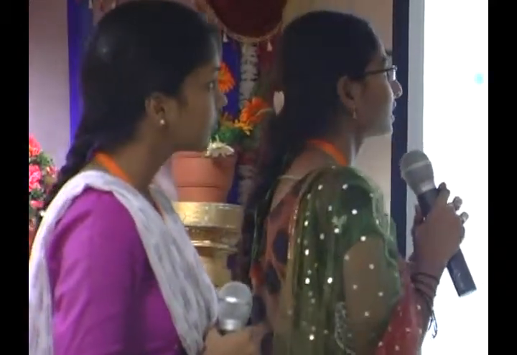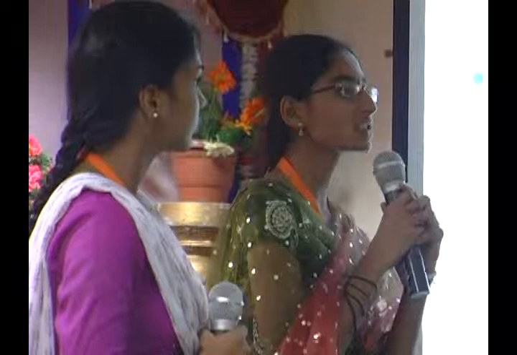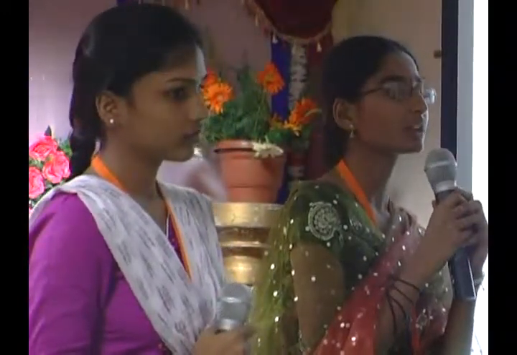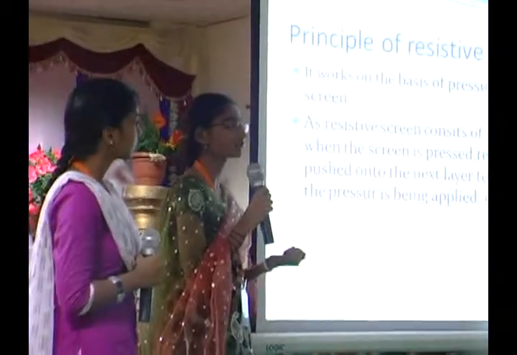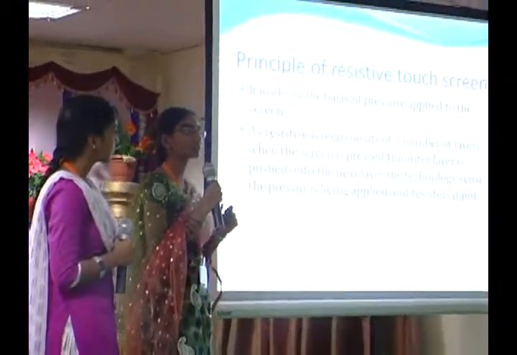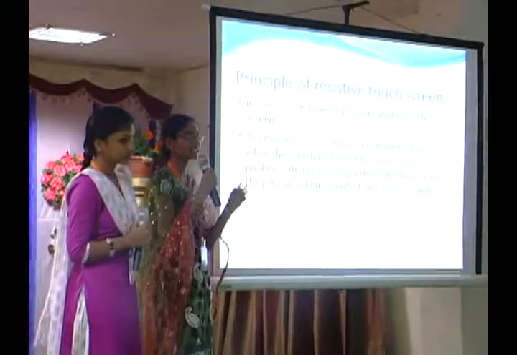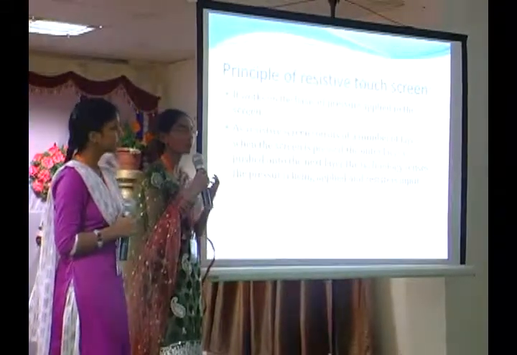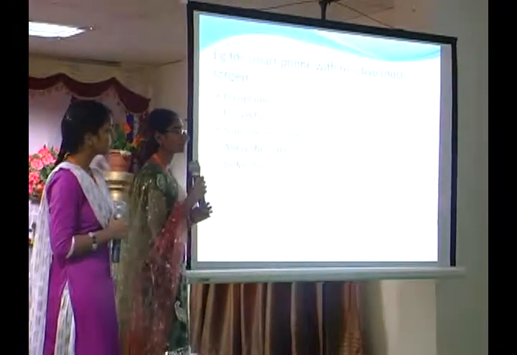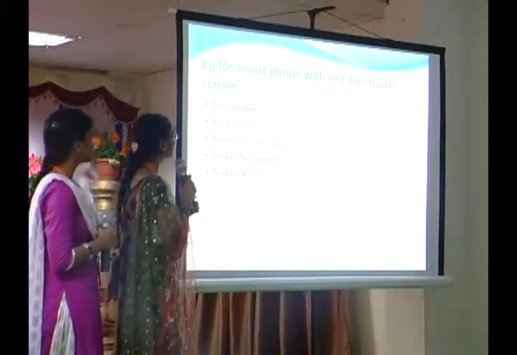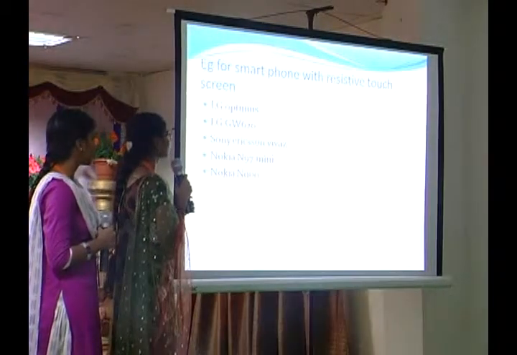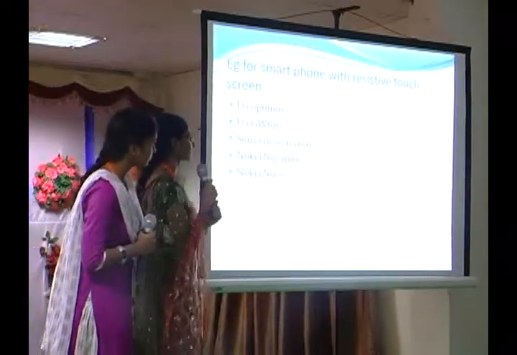Next. What is the principle of the resistive touchscreen? The working is based on the concept of pressure. This type of touchscreen generally has a number of layers. If pressure is applied on the screen, the outer layer pushes the next layer, so that the technology senses how the pressure is applied. An example of this type of touchscreen is LG Optimus, LG GW620, etc.